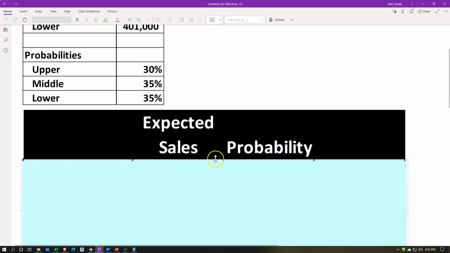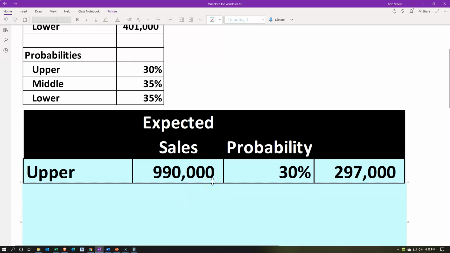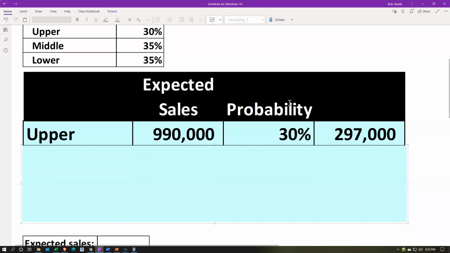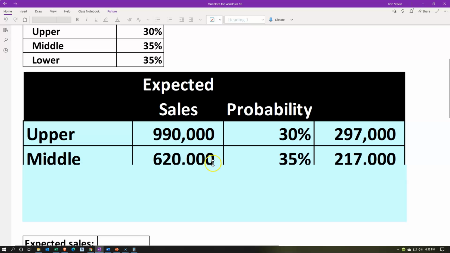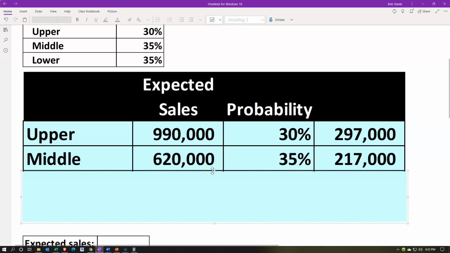So that would look something like this. We can say the upper limit was 990,000. We think it's 30% likely to happen. 990,000 times 30% is going to give us 297,000. The middle limit we think is that 620. We said that we approximate it to be 35% likely to happen. Therefore, we're going to get 217,000.